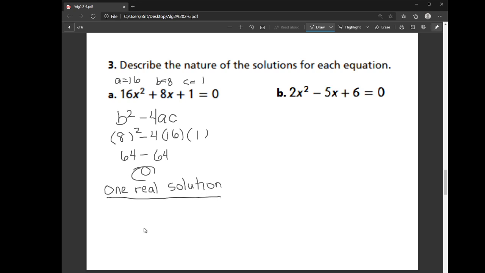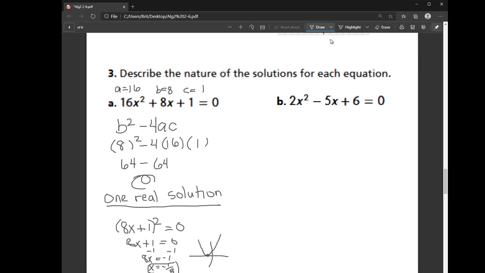That means you have what are called repeating factors. If you factor this out, you would get 8x plus 1 squared. And if you set 8x plus 1 equal to 0 and solve for it, you get negative 1/8. That's where you would know there's just that one spot. So the parabola comes down, touches at negative 1/8, and then goes away.